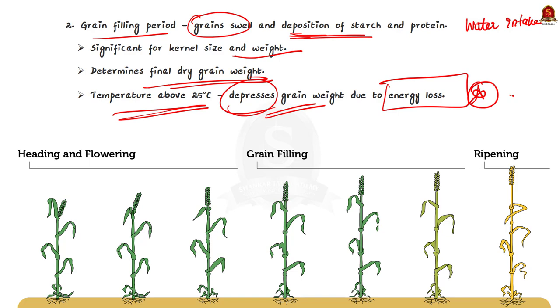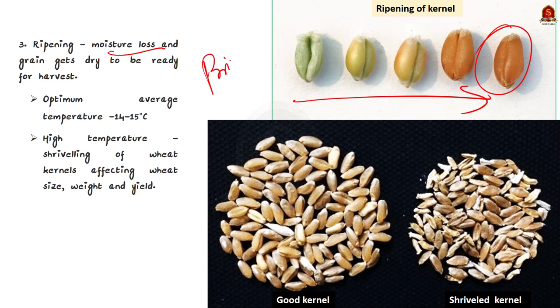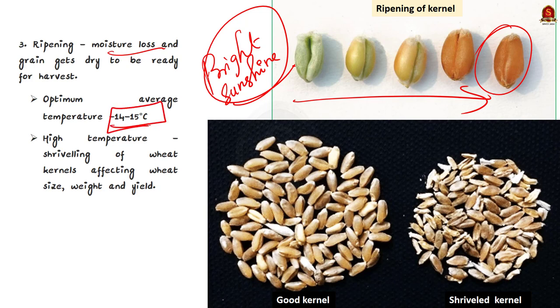And then comes the ripening stage. See, here moisture loss happens and continues till the grain is dry enough to harvest. As we saw earlier, ripening needs bright sunshine, but it does not need a scorching, hot climate. It only requires about 14 to 15 degrees Celsius optimum average temperature, but when there is high temperature, it leads to shriveling of wheat kernels.